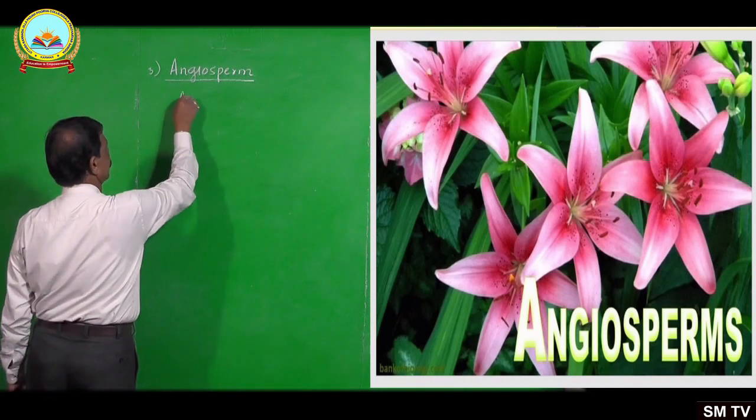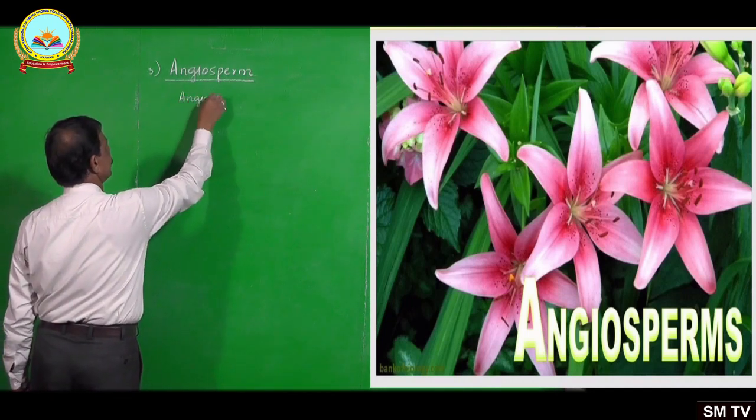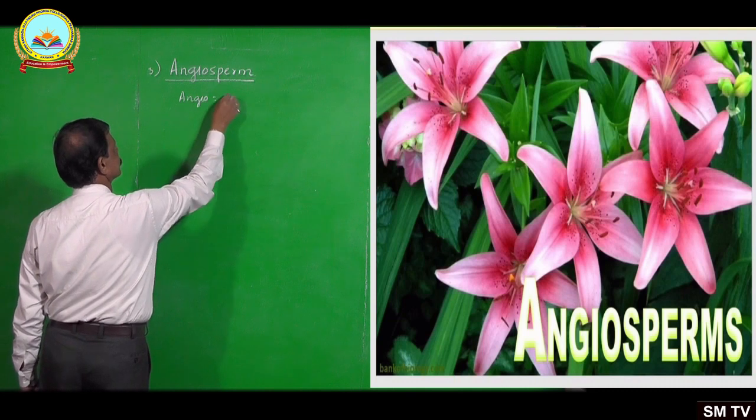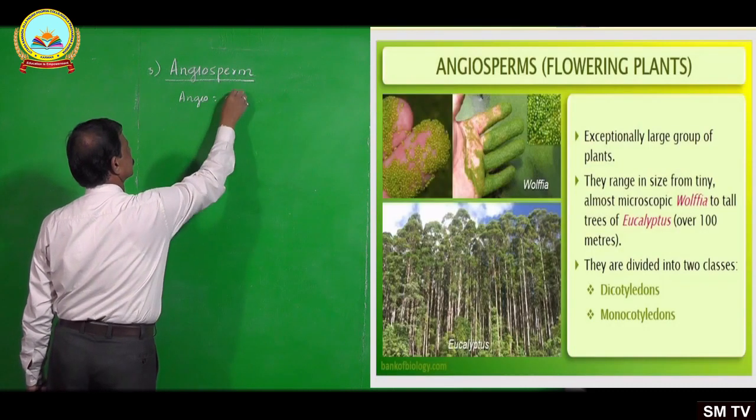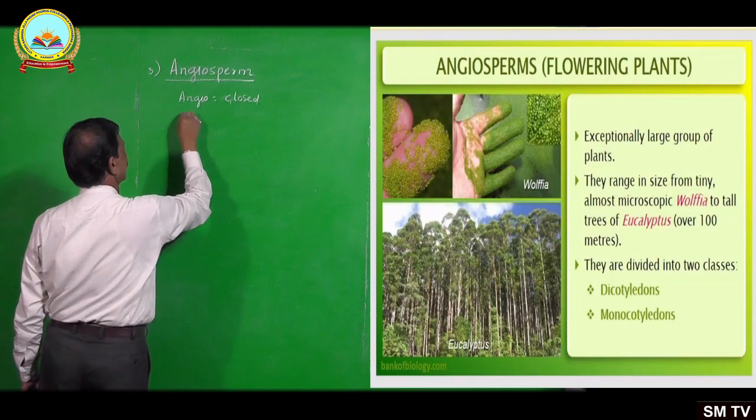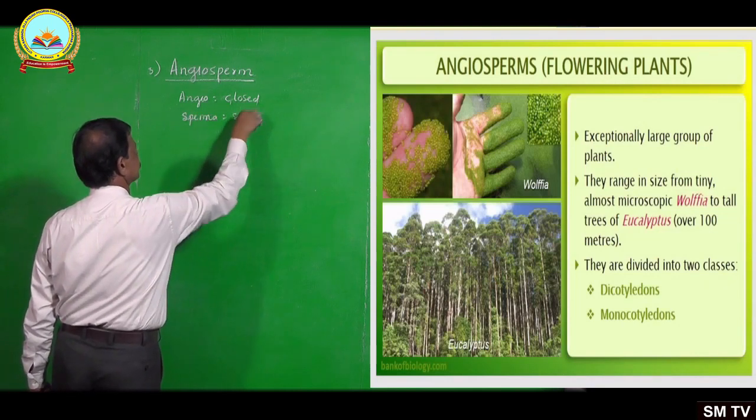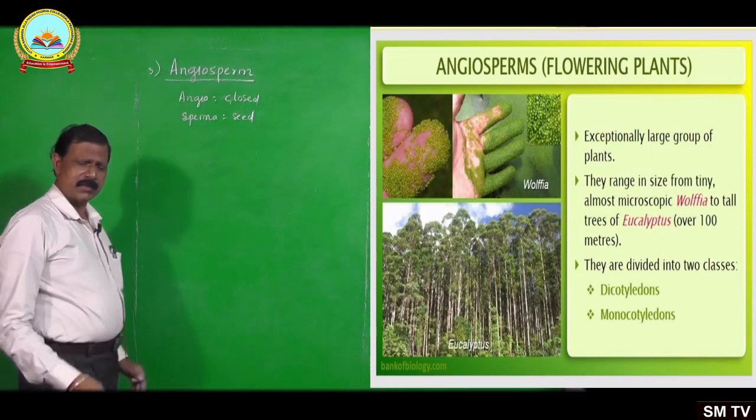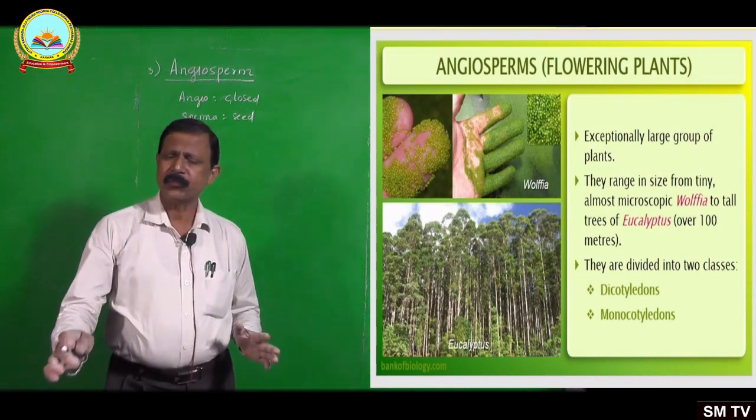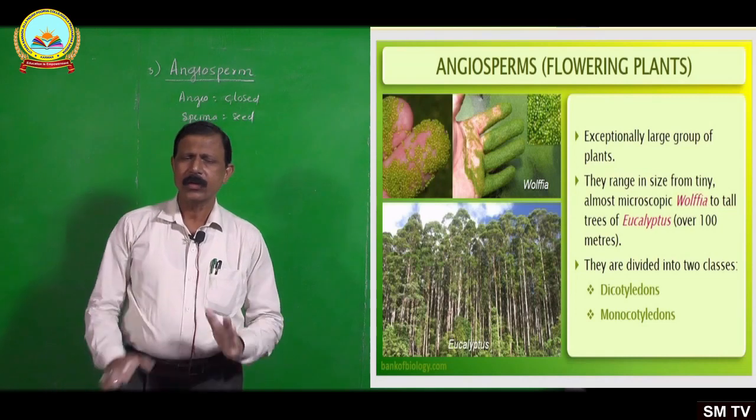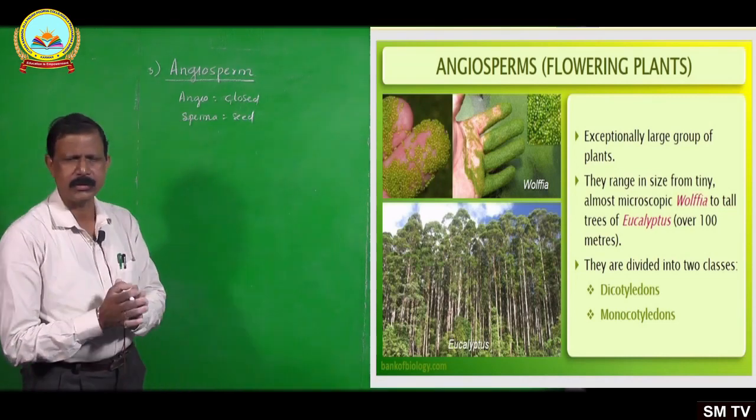So, what is angiosperm? Here, angio means closed, and sperma means seed. The seeds are enclosed by the fruit wall, which is also called the ovary wall. That is angiosperm.